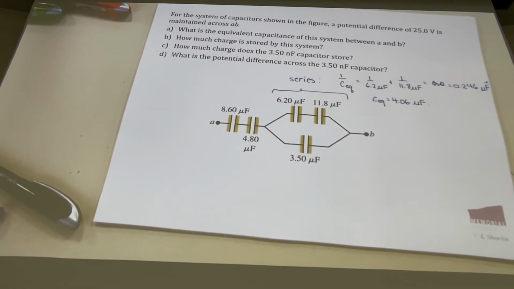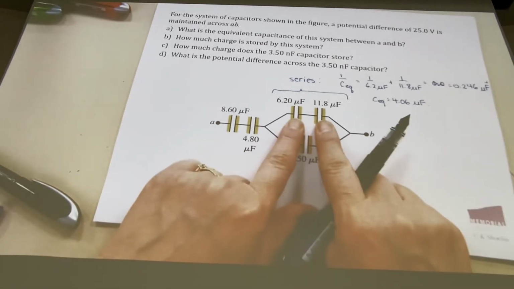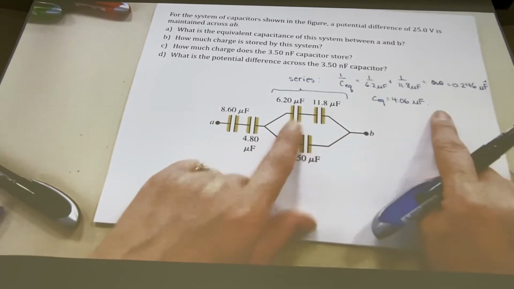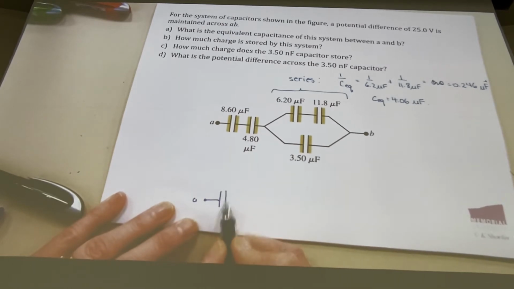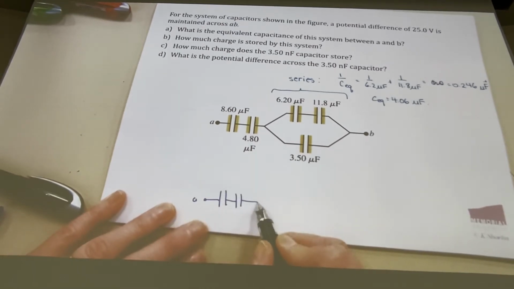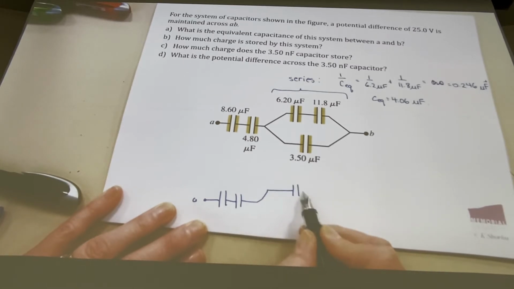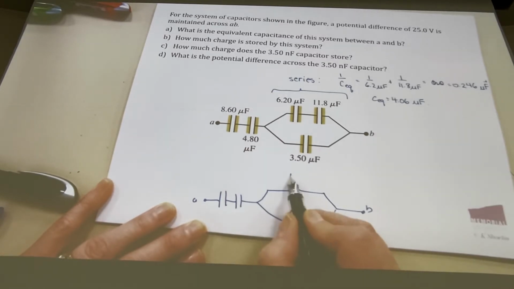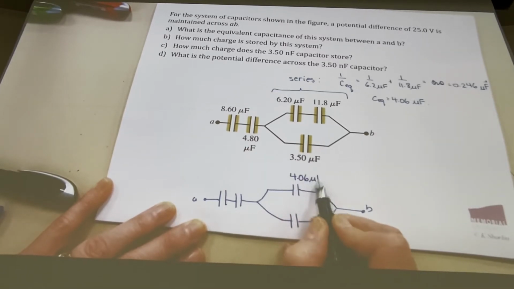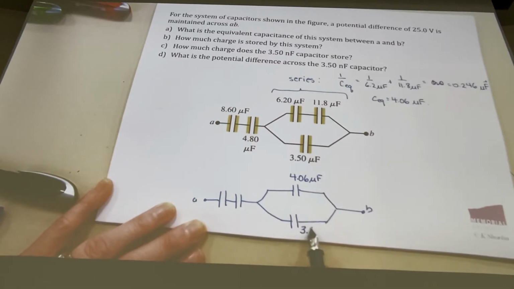Okay on that step? The next step in our process is to redraw our diagram. We're taking out these two and putting in this equivalent. So I'm going to redraw it. Point A, I've got these two capacitors. I've got my branch that comes up at point B, and then I've got this branch. This one is my 4.06. This one is my 3.50.